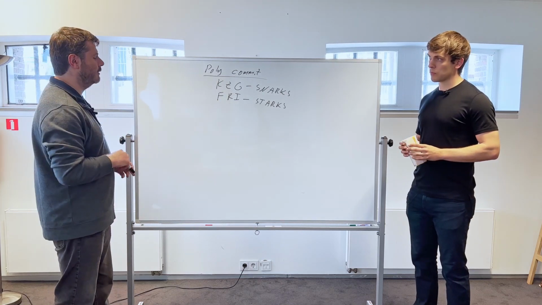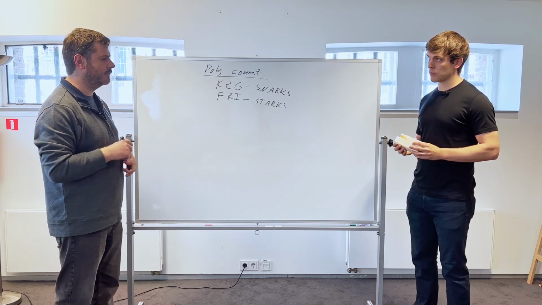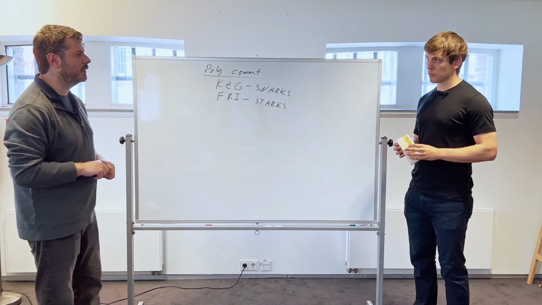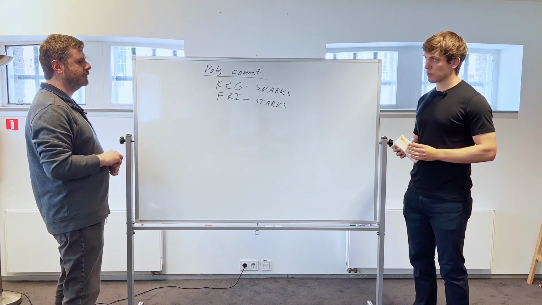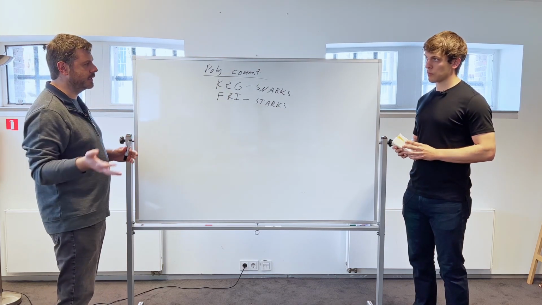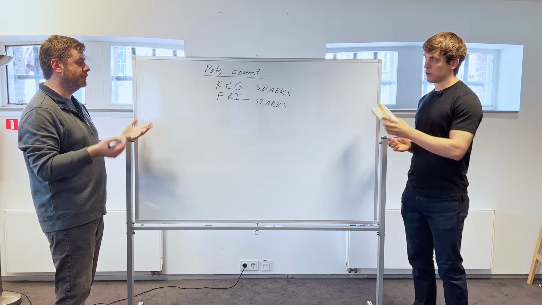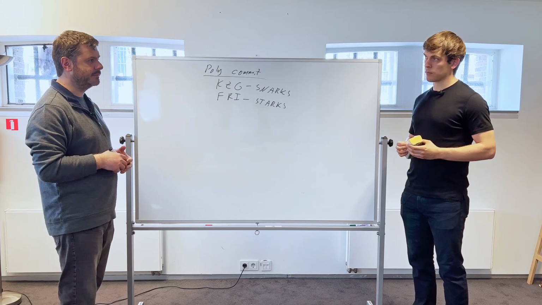There are technical reasons for that, but for example, FRI relies only on hash functions, and you can do this polynomial commitment using hash functions, and you don't need to rely on any other cryptography. Whereas KZG relies on elliptic curve pairings, for example.